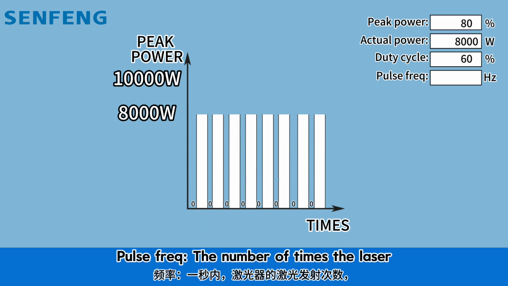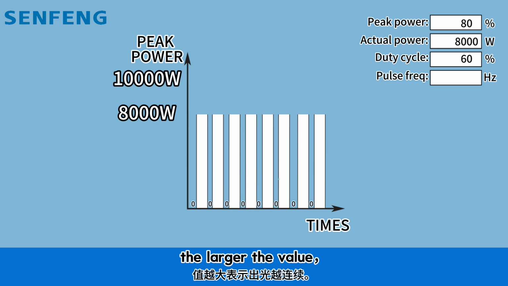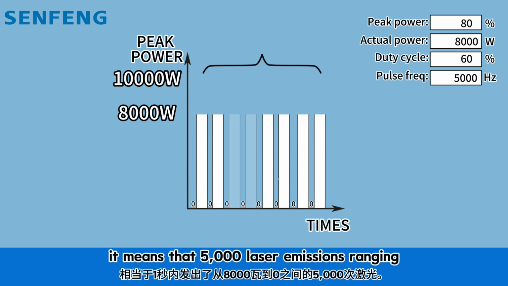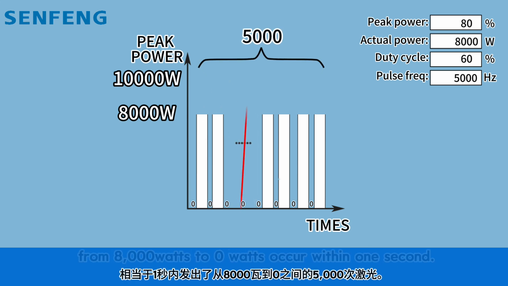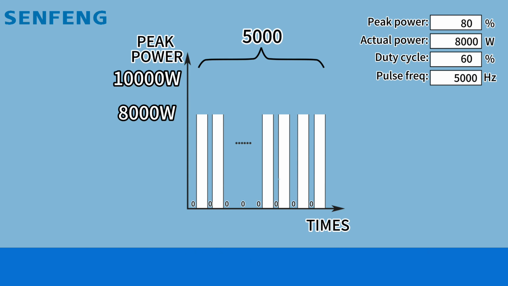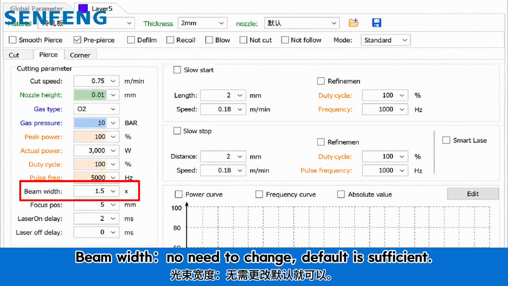Pulse frequency. The number of times the laser emits light within 1 second. The larger the value, the more continuous the light output. When the frequency is set to 5,000, it means that 5,000 laser emissions ranging from 8,000 watts to 0 watts occur within 1 second. Beam width. No need to change. Default is sufficient.